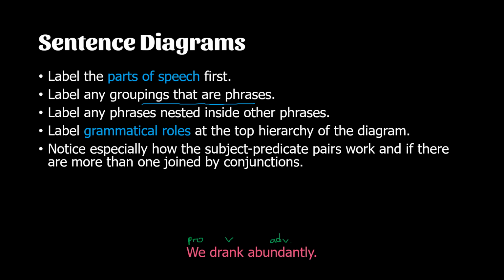Then we need to label the grammatical rules at the top hierarchy. So a pronoun is the subject in the sentence. Drank abundantly is the predicate. Drank is the head verb, or the head of the predicate. But basically, we have a subject and a predicate.